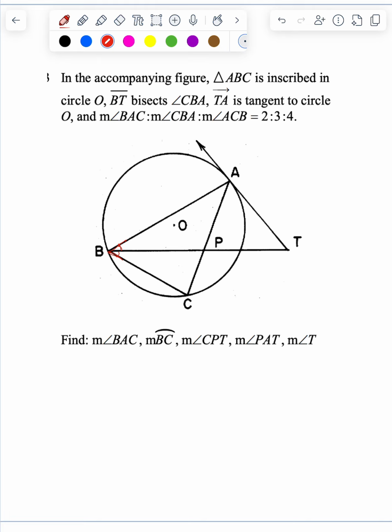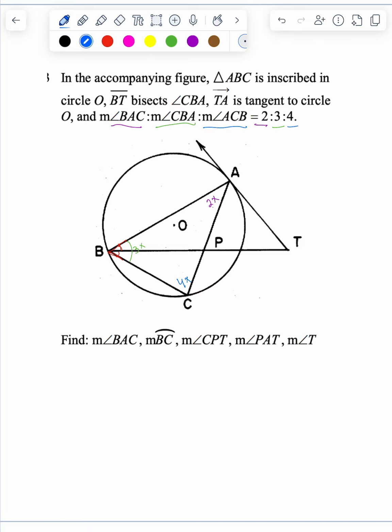TA is tangent to circle O, and the ratio of the measurement of angle BAC to the measurement of angle CBA to the measurement of angle ACB, so all three angles inside the triangle, is 2 to 3 to 4. Let me represent this algebraically. Angle BAC is the 2 part of the ratio, so I'm going to represent that as 2x. Angle CBA is the 3 part of the ratio, so I'm going to represent the whole angle as 3x. And then angle ACB is the 4 part of the ratio, so I'm going to represent that as 4x.